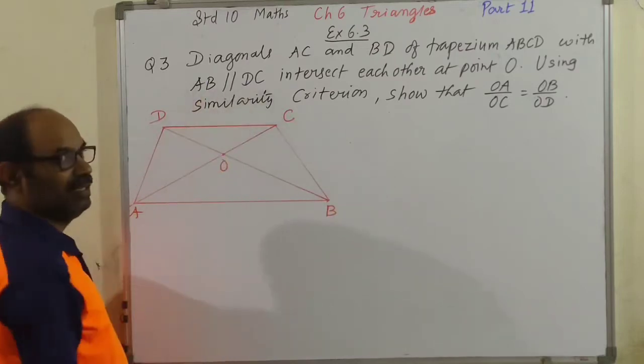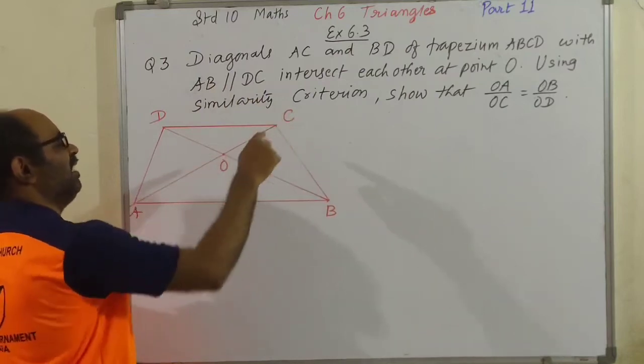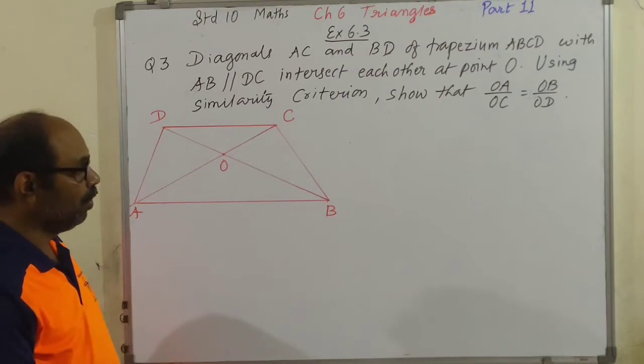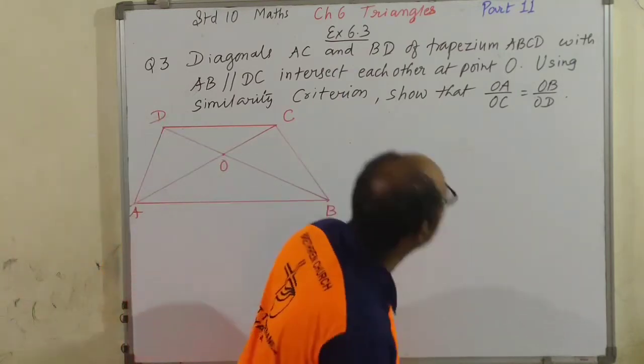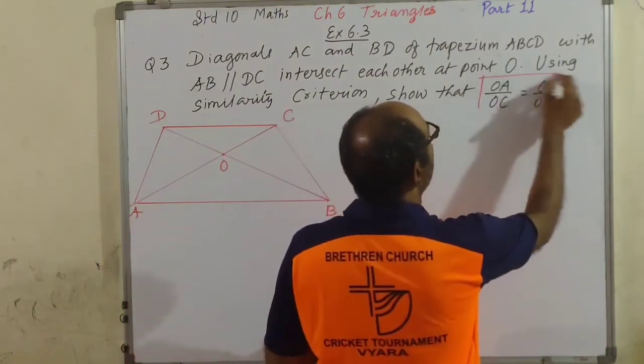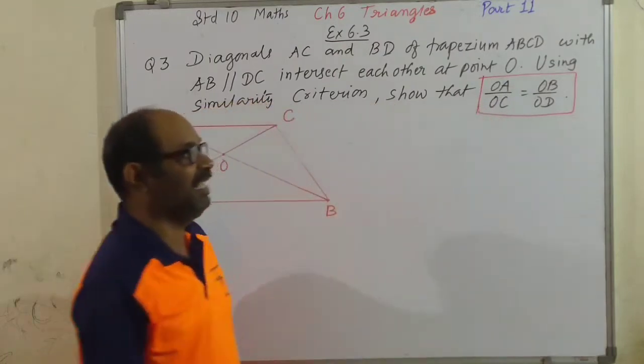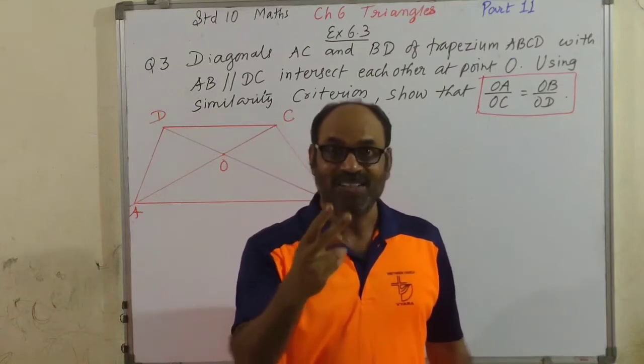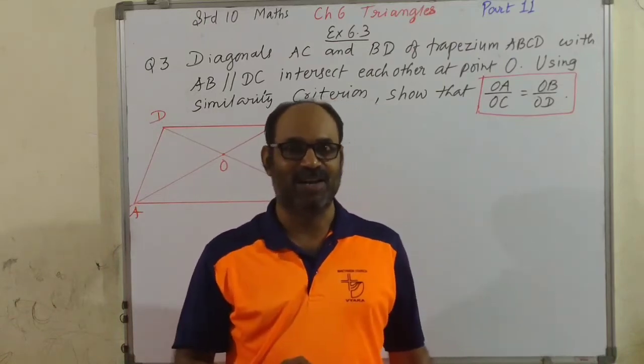AB and DC. Which is the diagonal? AC. The other diagonal? BD. Intersect each other at O. Then show that OA upon OC is equal to OB upon OD. You have to show that two ratios are equal.